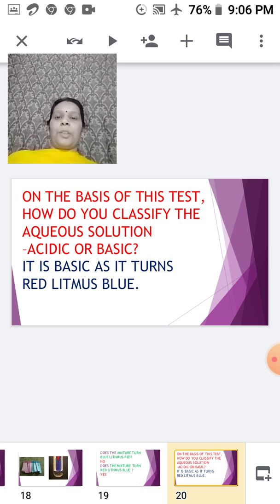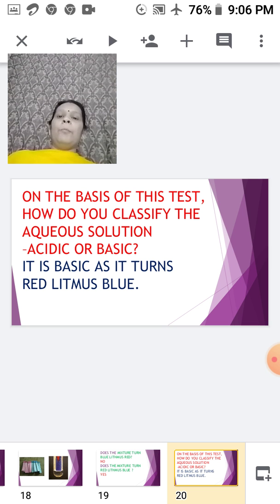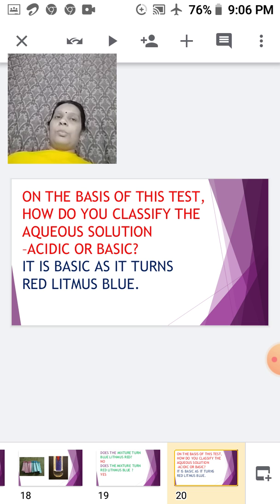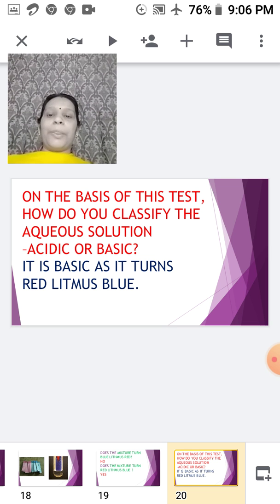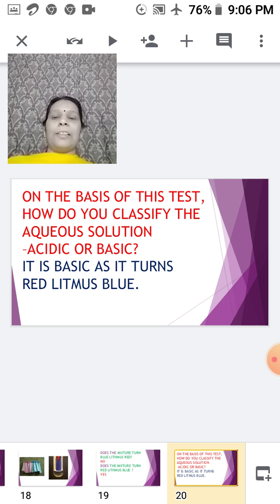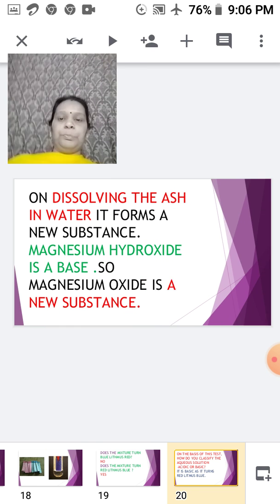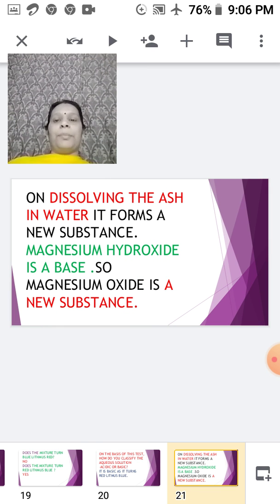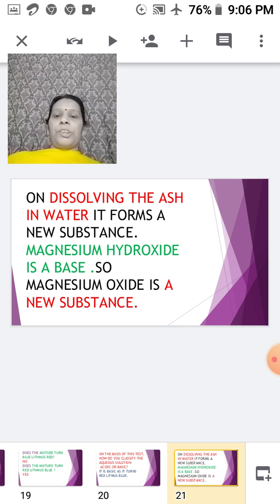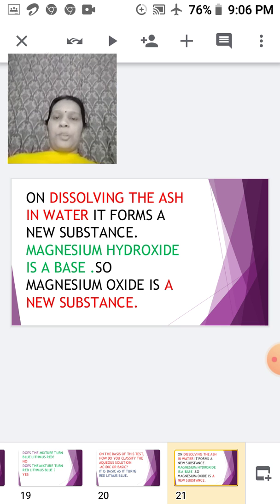You have already studied in your acid and base chapter that if red litmus turns blue, that means it is basic, and if blue litmus turns red, that means it is acidic. So here what is happening? It is basic, as it turns red litmus blue. On dissolving this ash in water, what did we get? We got a new substance. What was that new substance? That new substance was magnesium hydroxide.